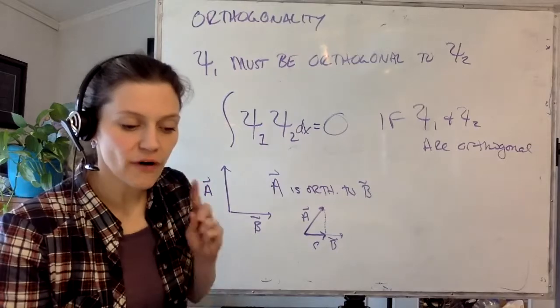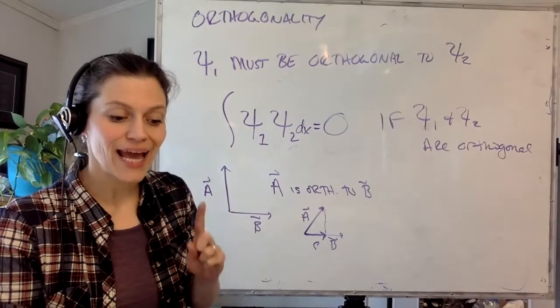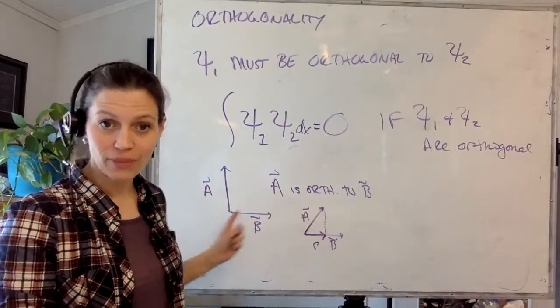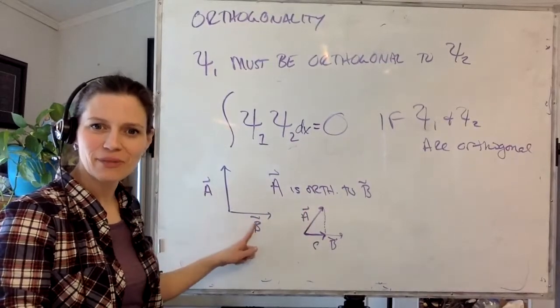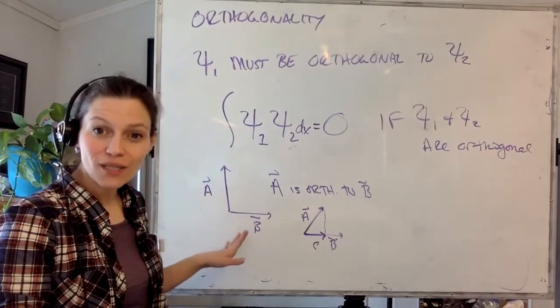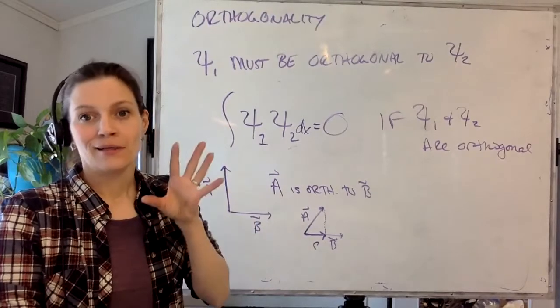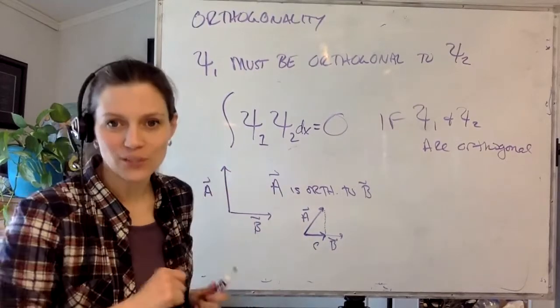The other thing is if all the wave functions are orthogonal and normalized. So if A is orthogonal to B, and both A and B are normalized, you have what are called orthonormal sets. Okay, cool. That's orthogonality.